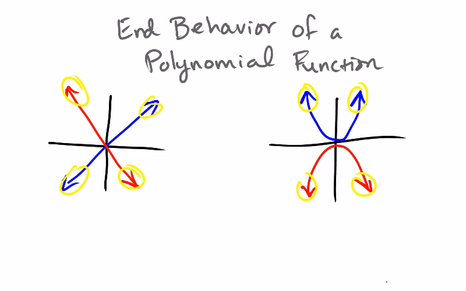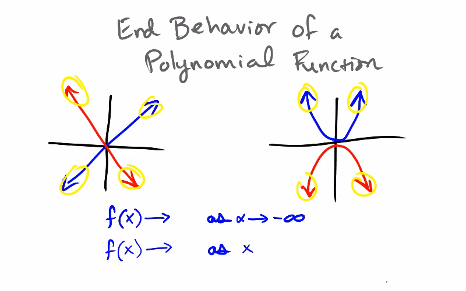And so what we're trying to do is see if we can tell what the graph's going to do before we plug it into a calculator, so that we can analyze the function prior to looking at it. The way end behavior gets set up is as follows. f of x goes to something as x goes to negative infinity, and f of x goes to something as x goes to positive infinity.